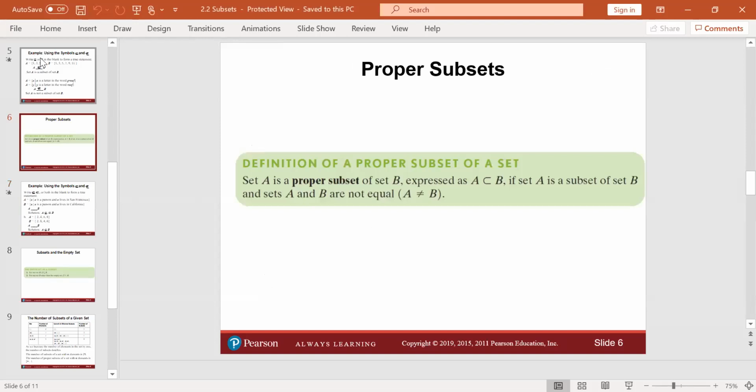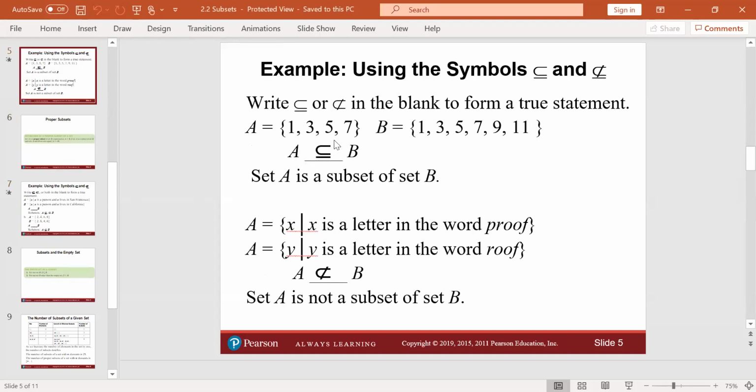We need to start here. We used this symbol here with the line underneath. We called that the subset symbol. This means A is a subset of B.